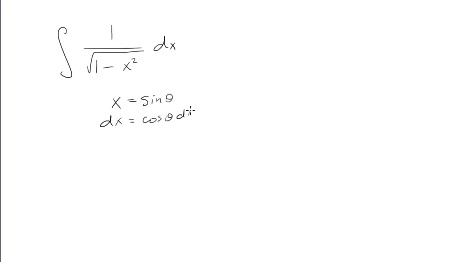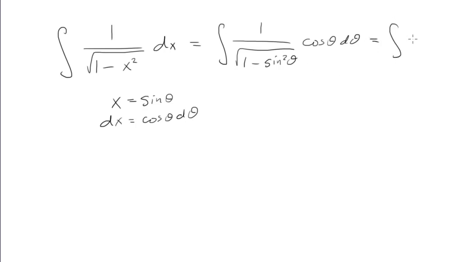Let's do an easy example to illustrate. I could just remember that, oh, this is the derivative of inverse sine, and be done. So not surprisingly, when I do this substitution, it's all going to be the same. Square root 1 minus sine squared is cosine, which cancels with the cosine, and inverse sine.